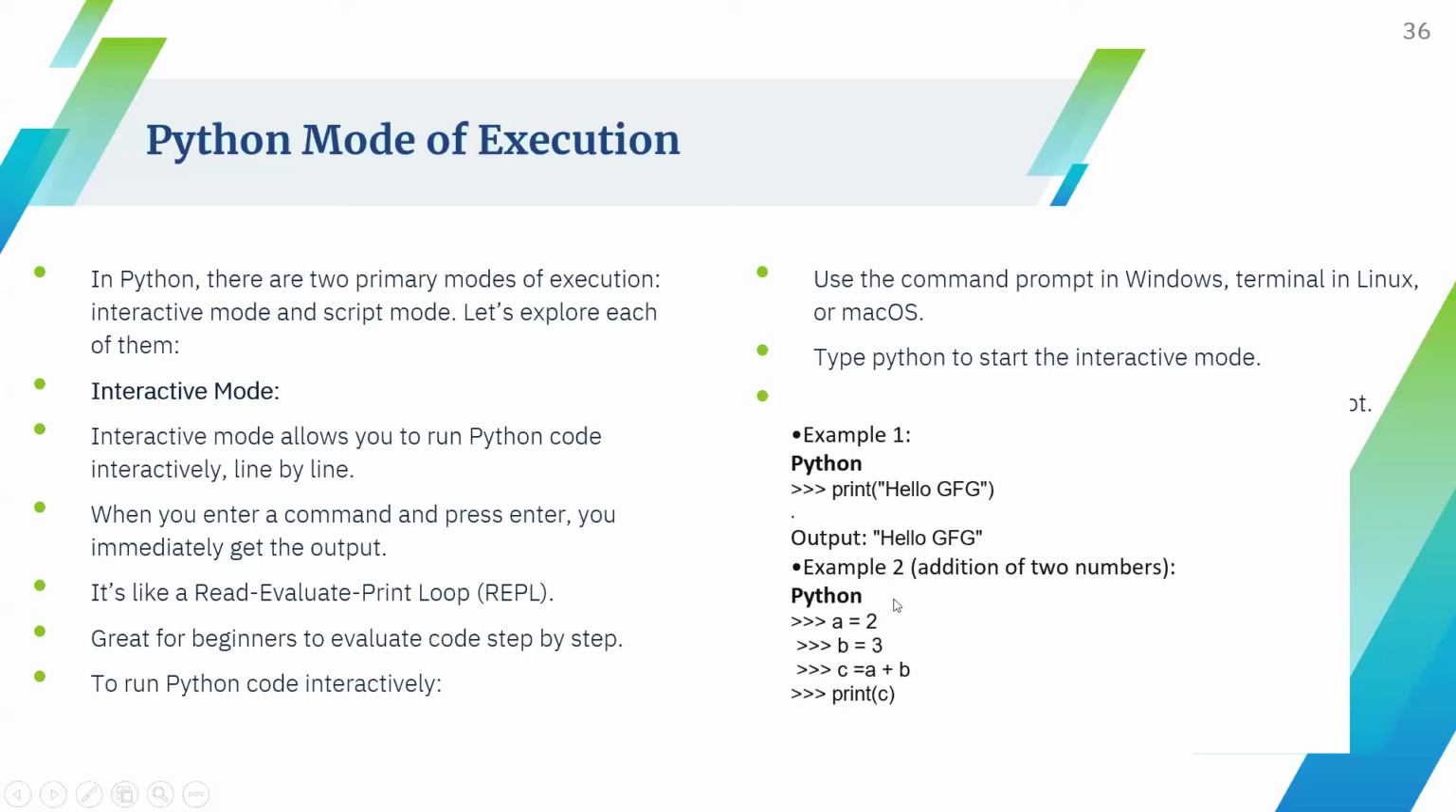You go to IDLE, you get a shell, PowerShell or bash shell. There you can type each and every line of code, and the moment you press enter, you immediately get an output. Especially for beginners, you can test each and every line of code here with IDLE. That is interactive mode. Just now I showed you.